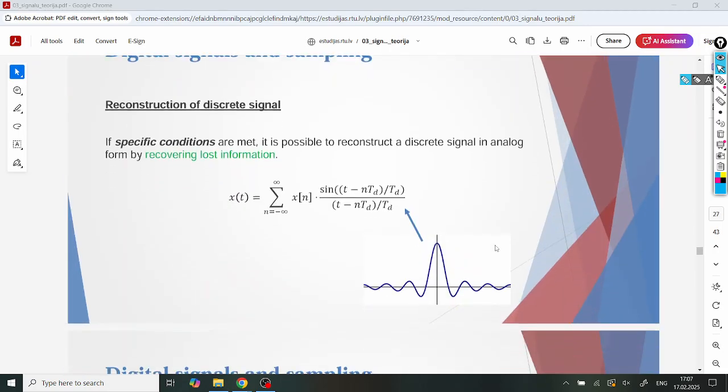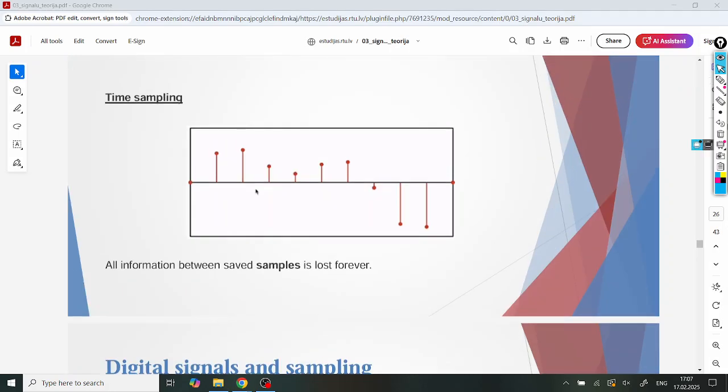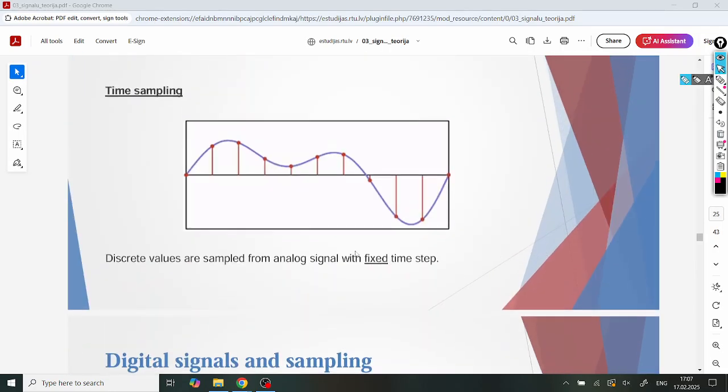Now the reconstruction, contrary to the intuition, is performed not by connecting these straight lines like so. It's not as simple as that. Because let's be honest, if you do reconstruction like that, you are going to lose some information as well. Specifically, for example, here.